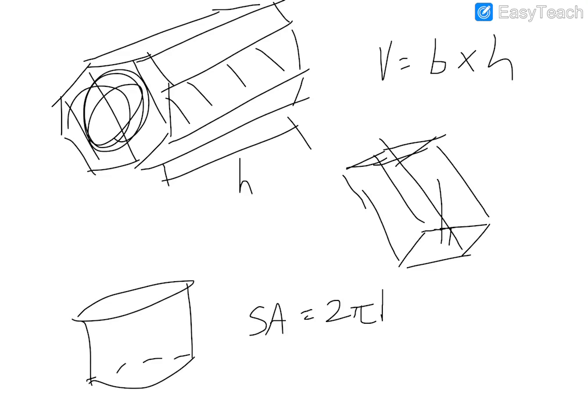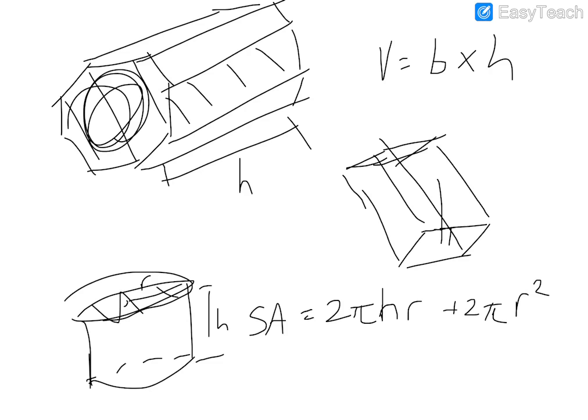2 pi hr, where this is height, radius is here, and plus 2 pi r squared. And if you think about it, that makes sense. It's a circumference times the height here, plus the two faces.